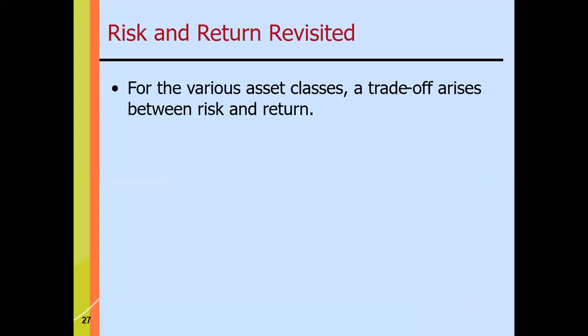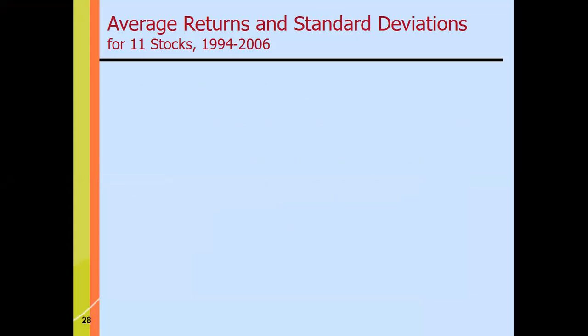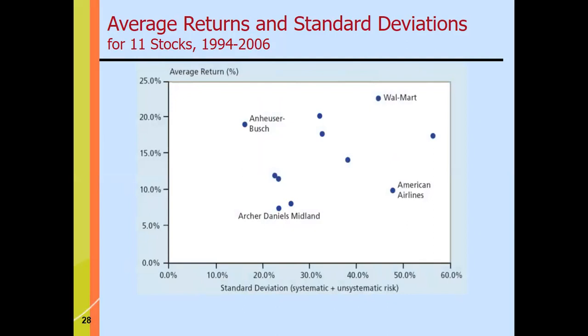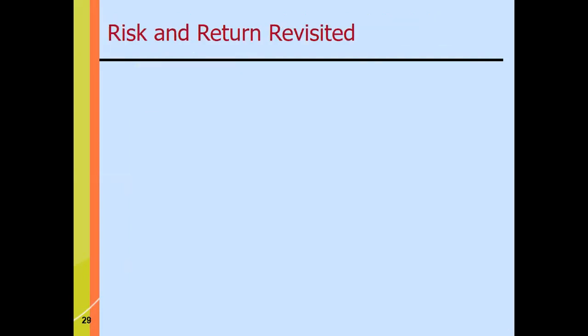A trade-off again arises between risk and return. Does this trade-off hold for individual securities? The answer is yes, but of course, for individual securities, we have the highest risks and then the highest returns. So we have here the SD, both systematic and unsystematic. These are the types of securities or stocks that we've had, with SD on the x-axis and average return on the y-axis. Of course, they're scattered because they have different values, and we can say that there is no obvious pattern here.